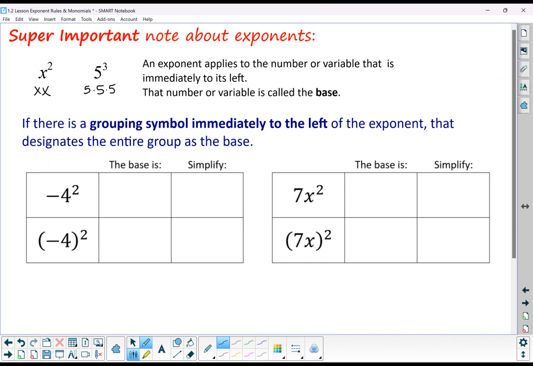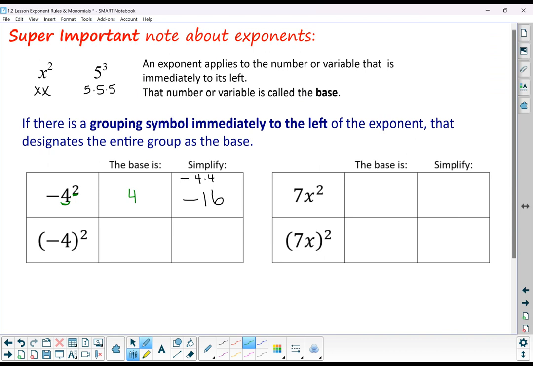So I have a couple of pairs of expressions here that students often confuse or maybe have a hard time seeing the difference between. So I want to talk about them. In this first case, the thing that is immediately to the left of this power of 2 is the 4. So the base of that is just 4. And so what that means, if I write it out, is that I have a negative in front of a 4 times a 4. And so when I simplify that, I get negative 16.